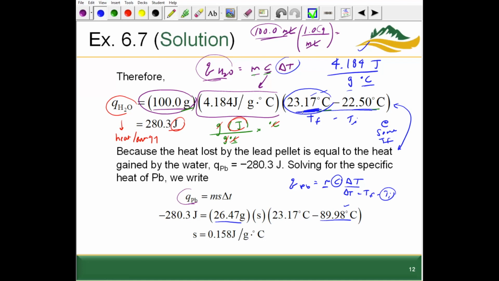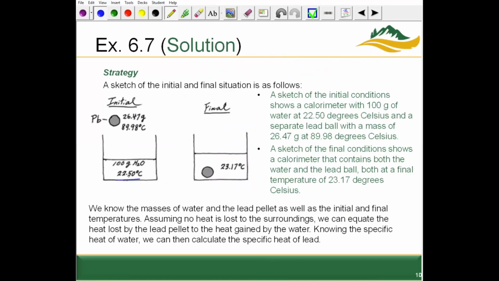So there will be a heat exchange till they end up at the same final temperature. So we plug in 23.17 degrees C for this term as well. Now we know whatever's happening to water, the opposite is happening to lead. But let's really think about this sign here. So the water is starting out at 22.5 degrees C, then it heats up to 23.17 degrees C.